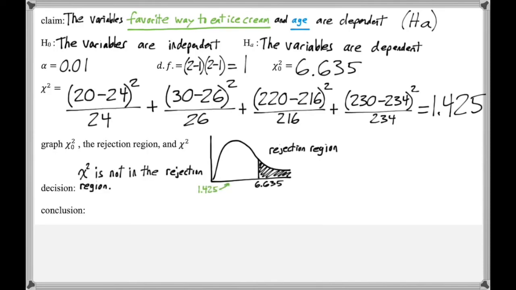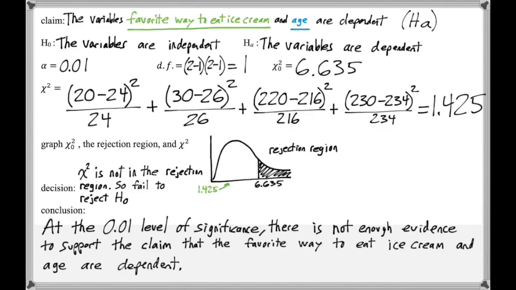So chi-square is not in the rejection region, which means we fail to reject the null hypothesis. And the conclusion would be, at the 0.01 level of significance, there is not enough evidence to support the claim that the favorite way to eat ice cream and age are dependent.